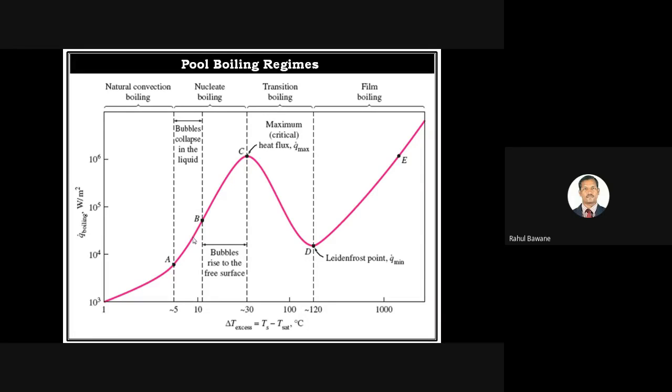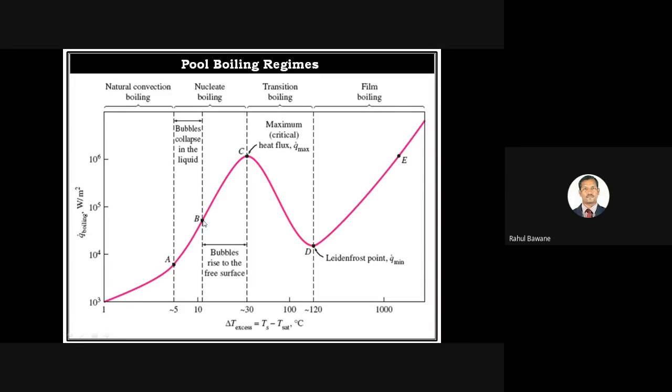So bubbles start detaching from the heating surface, but they do not reach the top surface of the fluid. So that is the first portion of nucleate boiling, from A to B, where the bubbles collapse in the liquid. But up to point B, we observe that the total mass of water has reached saturation.